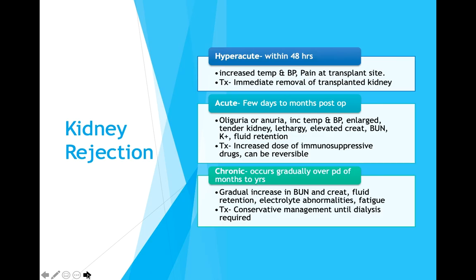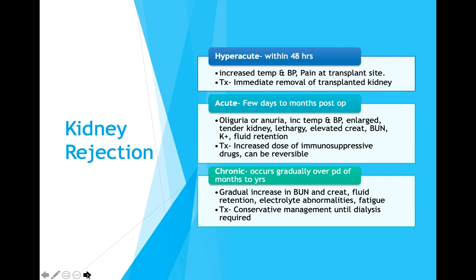You can have acute rejection, which can occur a few days after the transplant, up to a few months, and the kidney will start to fail. So they will either have a small amount of urine or no urine at all. Their temperature and blood pressure can rise. Their kidney will enlarge, so it'll be tender. The patient may become lethargic. And as you might think, their creatinine and their BUN will start to creep up because, again, the kidney isn't working, and they will start to retain fluid. For treatment here, you can increase the dose of immunosuppressant drugs, and often this can be reversible and the kidney can survive.